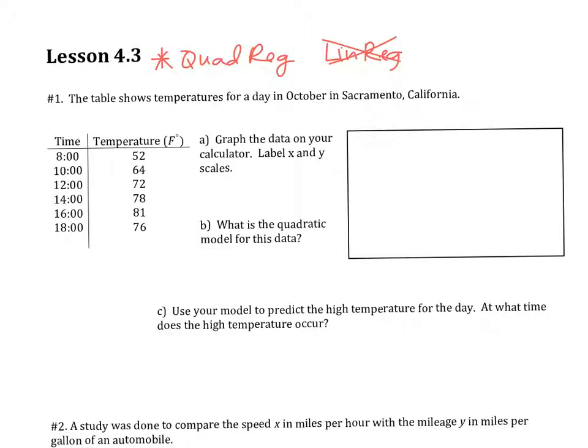That will be the only difference. The rest of it, your process will look very much the same. You're using the calculator on every single one of these. It's beautiful, right? Okay, here's what we're doing. It says the table shows temperatures for a day in October in Sacramento, California. Graph the data on your calculator, label your X and Y scales.